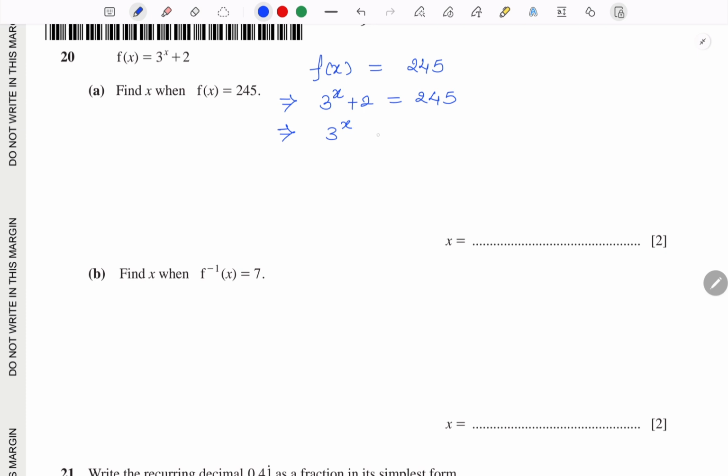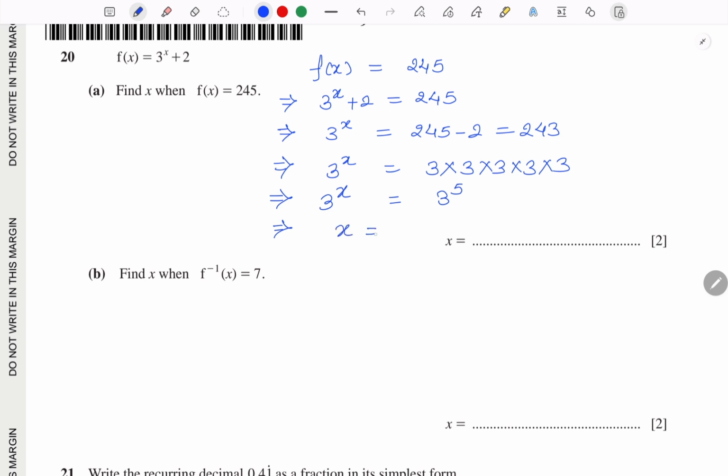We can write this as 3 raised to the power x equals 245 minus 2. This is 243, right? 3 raised to the power x equals 243. 243 can be written as 3 into 3 into 3 into 3 into 3. So this 3 raised to the power x will be equal to 3 raised to the power 5, and if we compare the powers from here, we can write x is equal to 5, and that is our answer for this question.